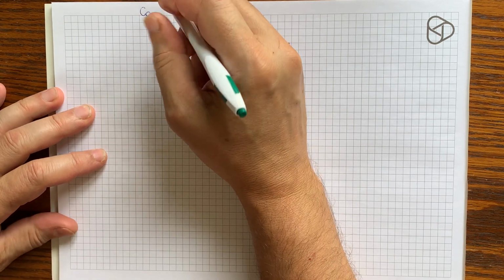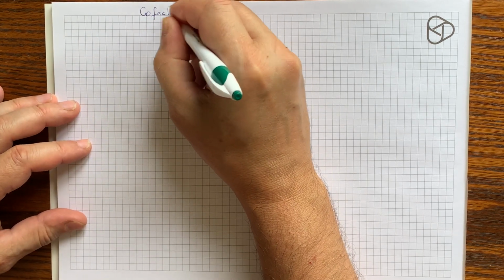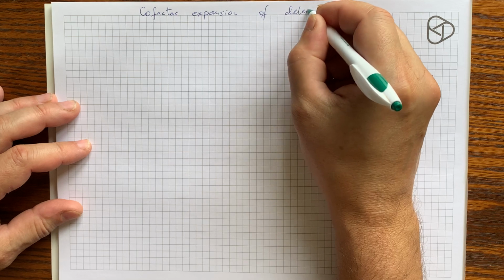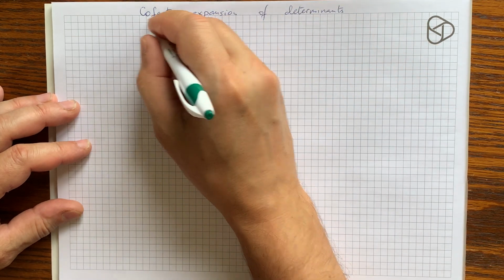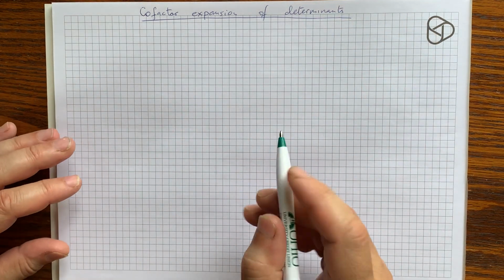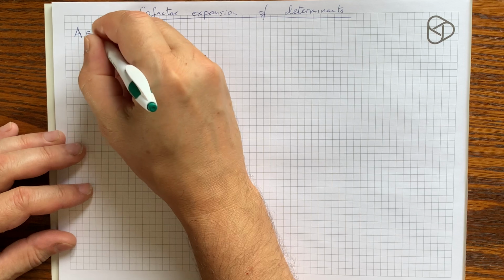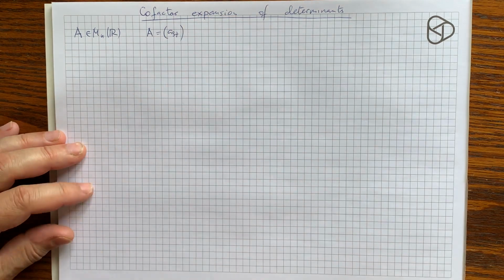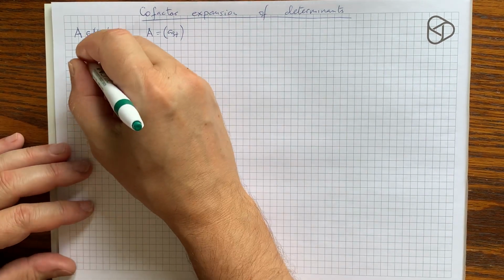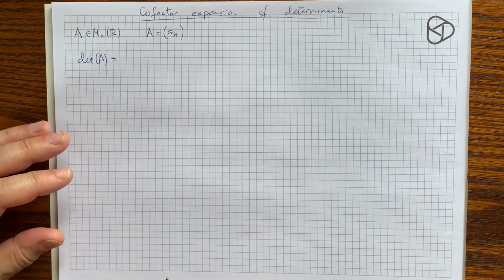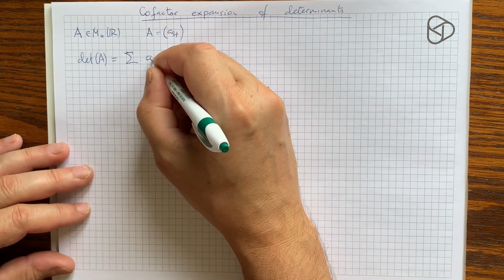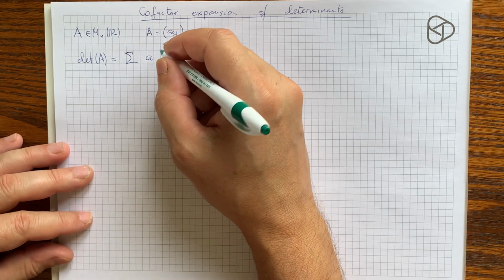Here we will look at yet another method of computing determinants called Cofactor expansion. Let's imagine a square matrix of arbitrary size n having coefficients like that. The determinant, according to this Cofactor expansion, can always be written as a sum of elements of the matrix taken from a fixed row or a column.